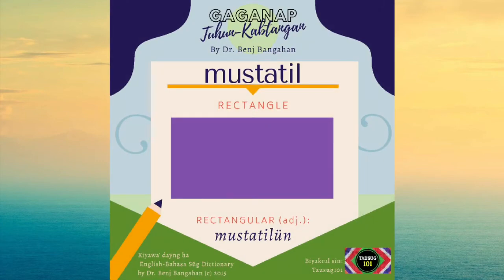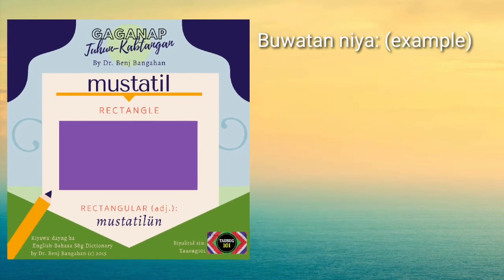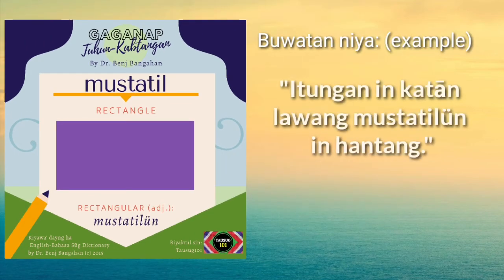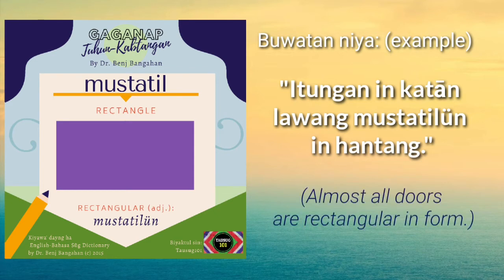Then we have mustatil. In English, rectangle. When using it as an adjective, we say mustatilun. An example: itungan in kataan lawang mustatilun in hantang. Almost all doors are rectangular in form. Mustatil.